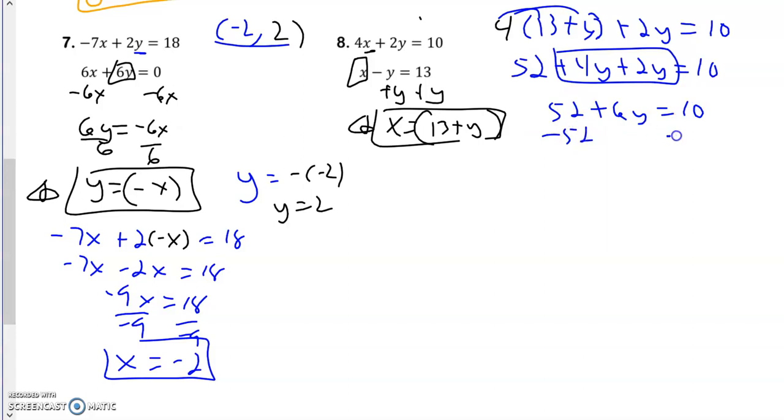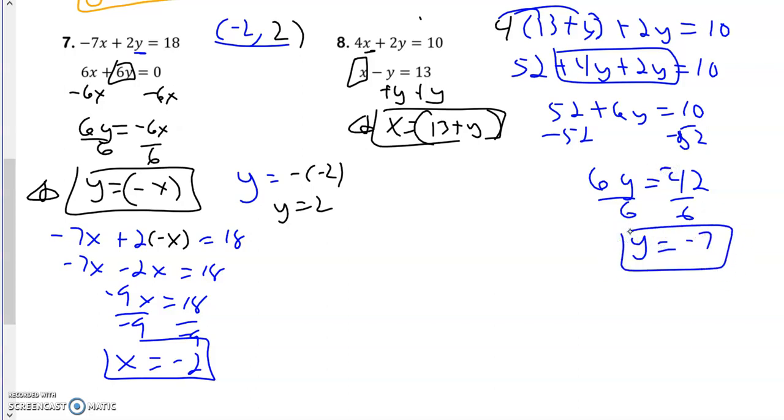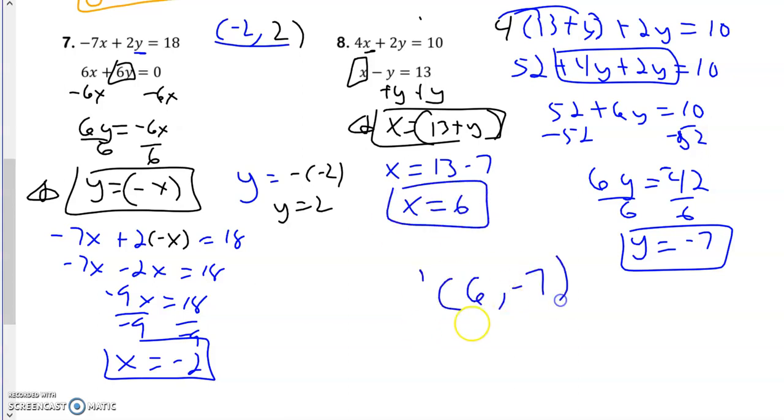I'm going to subtract 52, and I get 6y equals 42. Divide by 6, and y equals, this should be a -7. I'm going to come over here with the one I starred, and I go 13 minus 7, and x equals 6. So my answer is 6, -7.